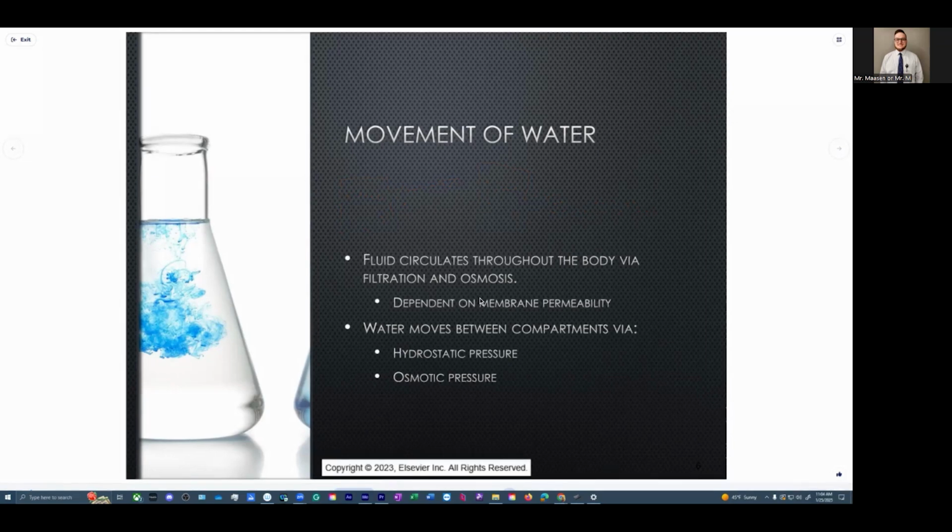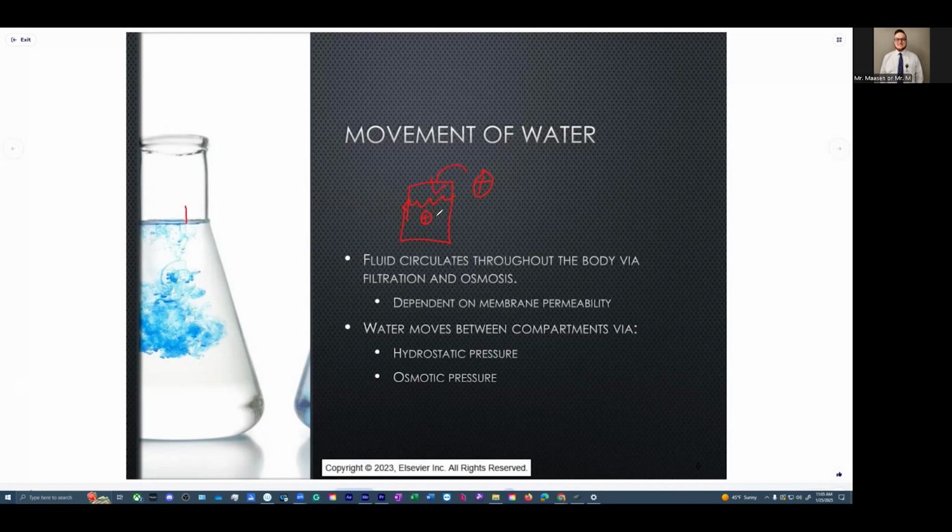So fluid circulates through our body through a couple mechanisms. Diffusion is basically saying if I have a solution like that, say it's pure water here, and I take something like a concentrated dye tablet. This tablet is full of compressed dye particles, dye solutes. And if I put this in the solution, what's that going to do?